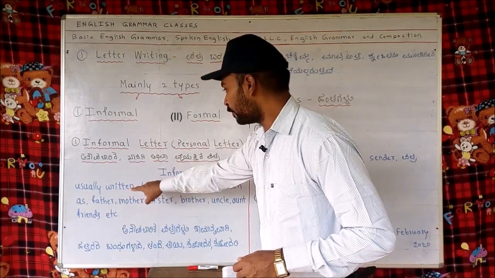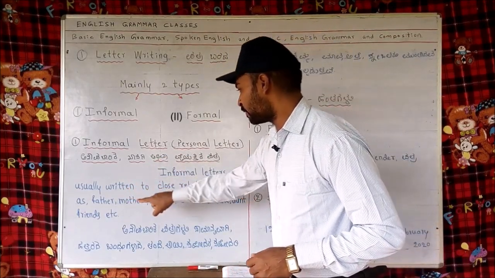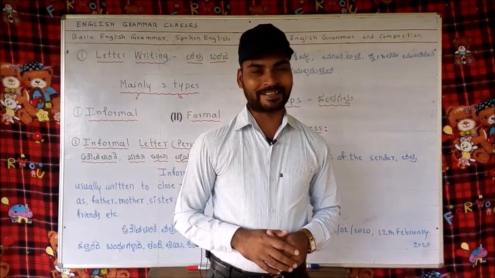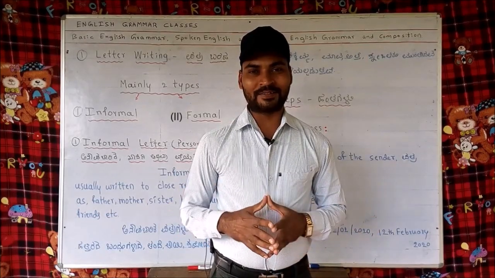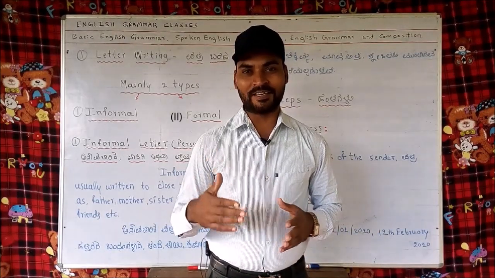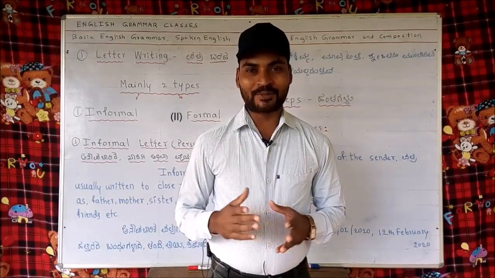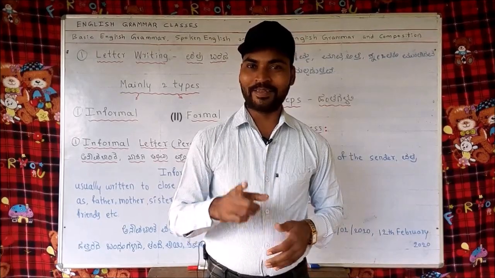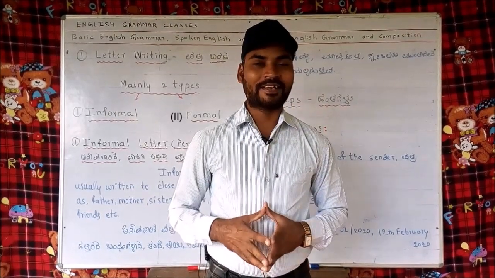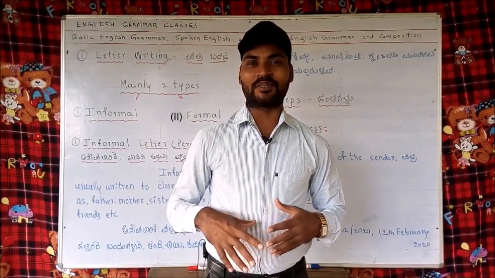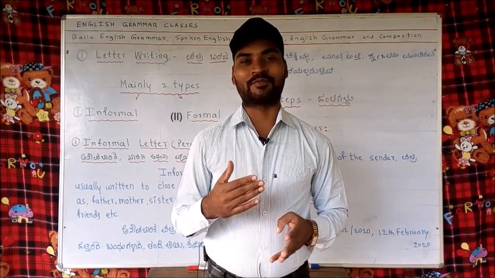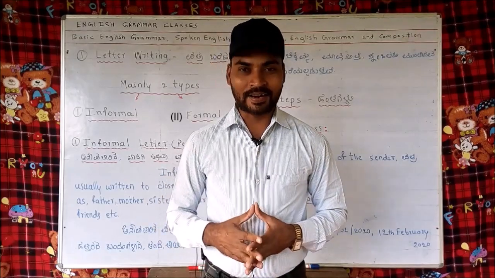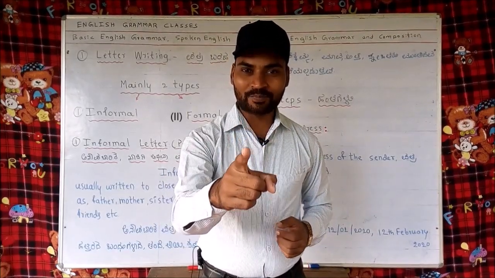Informal letters are usually written to close relatives such as father, mother, sister, brother, uncle, aunt, friends, etc. These informal letters we use to express our feelings, thoughts, ideas to our close relatives. When there was no social media, letter writing was very famous. We usually write letters to our close relatives such as our father, mother, brother, sister, uncle, aunt, and also we write these letters to our friends.